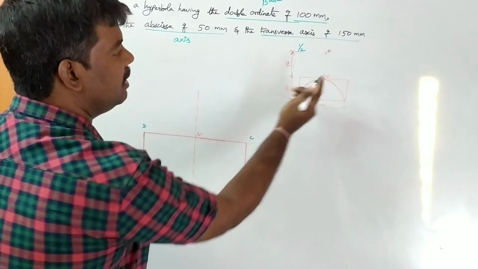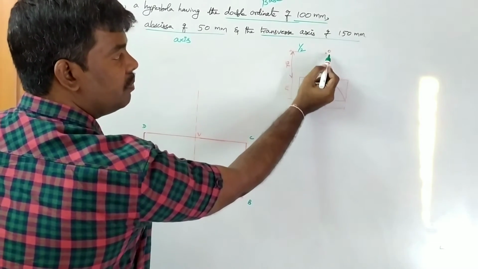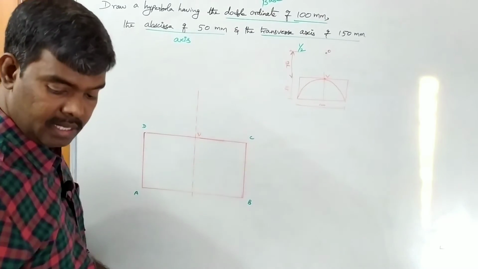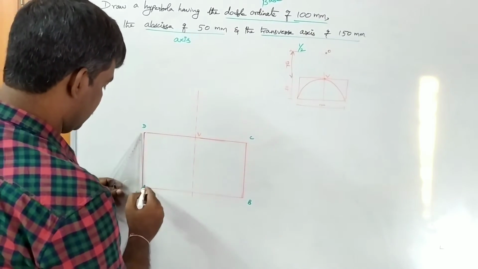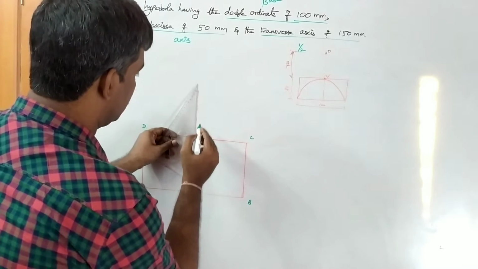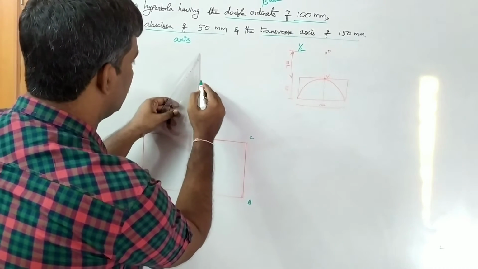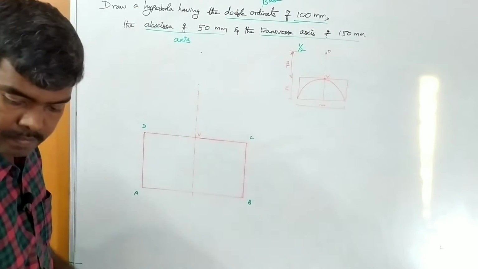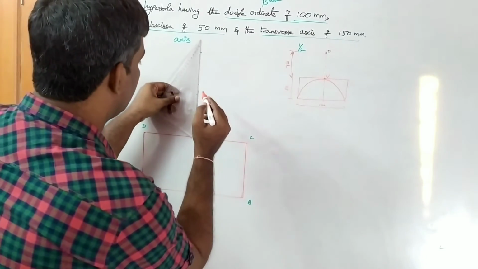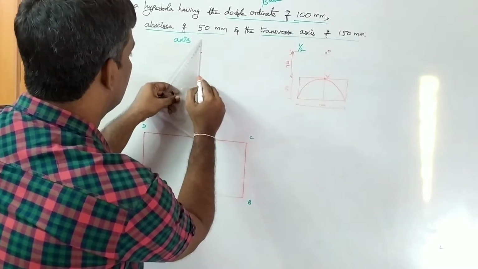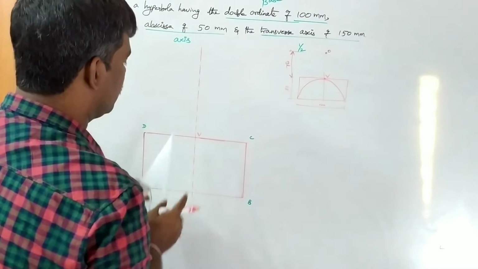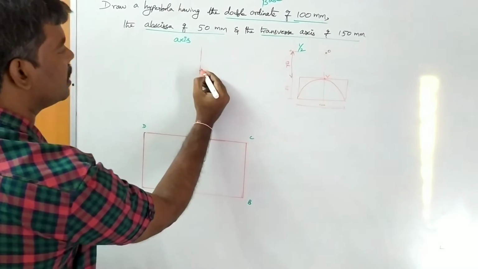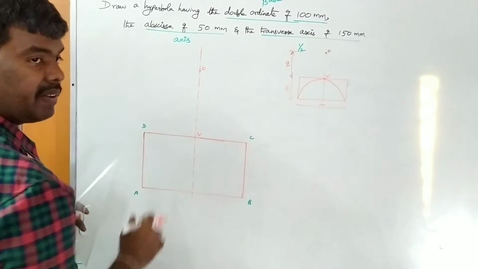Okay. After that, this is 50 into 100 over. Next thing, from vertex V to center O, it is half of the transverse axis. So total 150 means by 2, 75. Clear? Understand this one? So this size is 75.